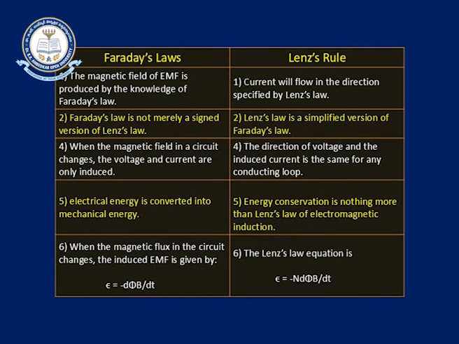Next, we will see the differences between Faraday's law and Lenz law. Using Faraday's law, EMF is produced. Using Lenz law, we are concentrating on the current. Next, what is the formula of Faraday's law? E equal to minus d phi by dt. The formula of Lenz law is E equal to minus n times d phi by dt. Here n represents the number of turns, and in Faraday's law, electrical energy is converted to mechanical energy. Here the conversion is not taking place, we are just concentrating on the current parameters.